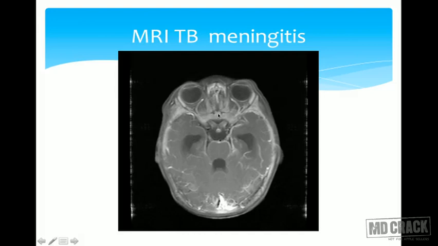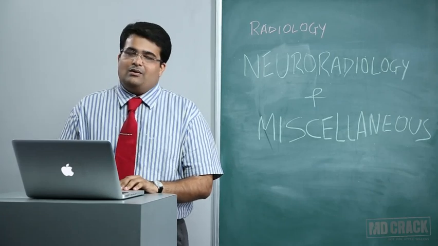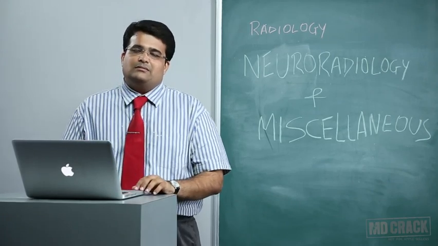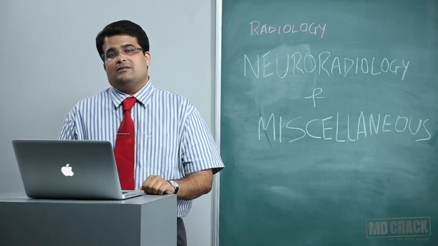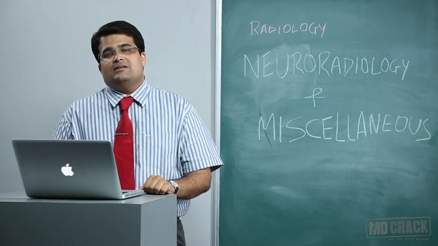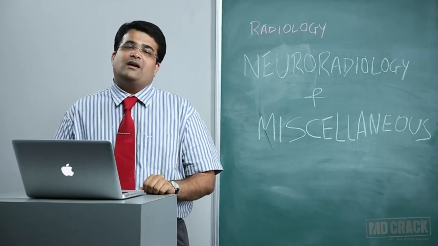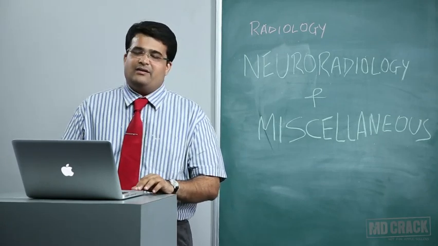This is your typical textbook tuberculous meningitis. When you do a plain CT, if you're suspecting tuberculous meningitis, it is used to see what the meningitis is doing to the brain. What are the complications? Is there hydrocephalus? Or is there an infarct? Or are there any granulomas?